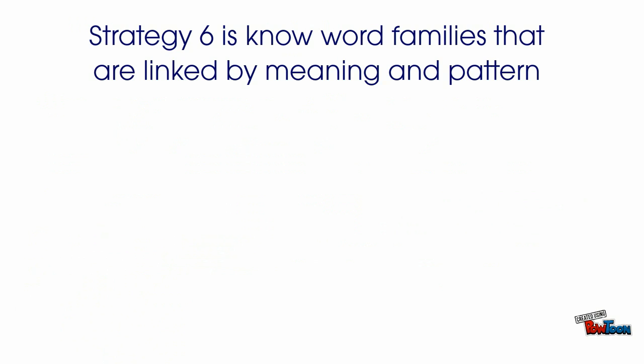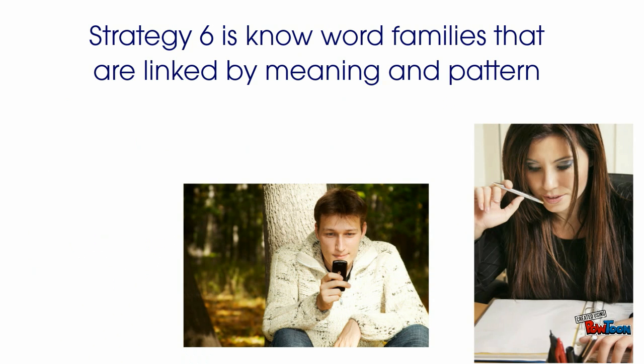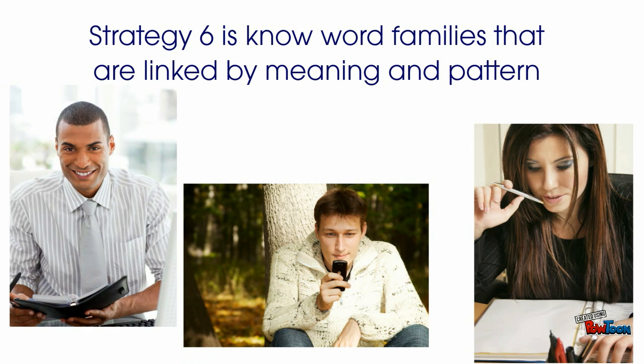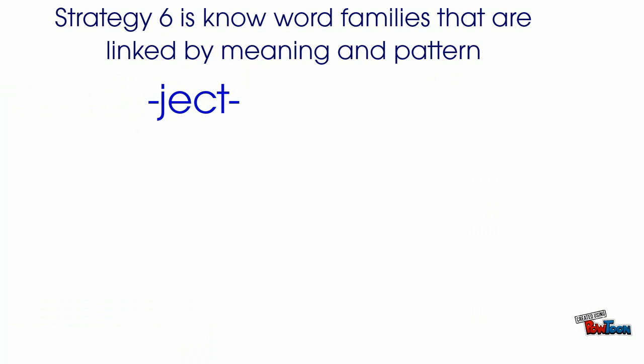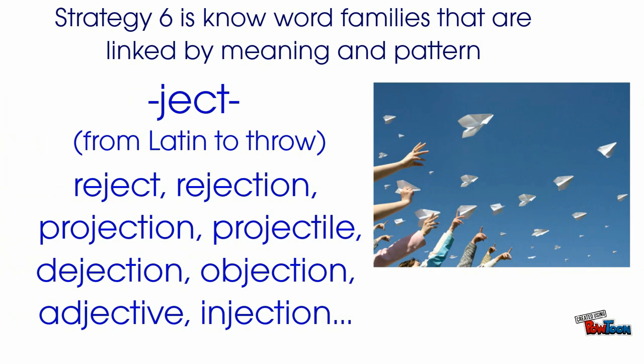Number 6. So number 6 strategy is know word families that are linked by meaning and pattern. This is a very interesting strategy and can help spelling by helping you love words and taking an interest in them. So we've got ject from Latin meaning throw. So reject, throw away. Rejection, projection, to throw light on something. Projectile, dejection, objection, adjective, to throw light on nouns.